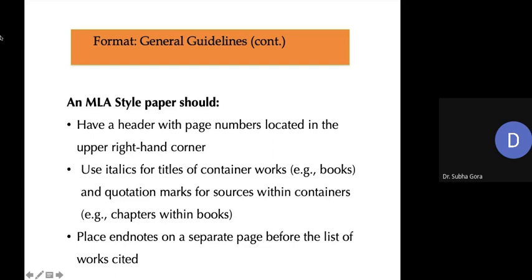If the project has several authors, then what do we do? Do not fill the header. Please use only page numbers in such cases. All right. Then use italics throughout your essay for titles, if the titles are longer. And if you have any endnotes, include them on a separate page before your works cited list. All right.